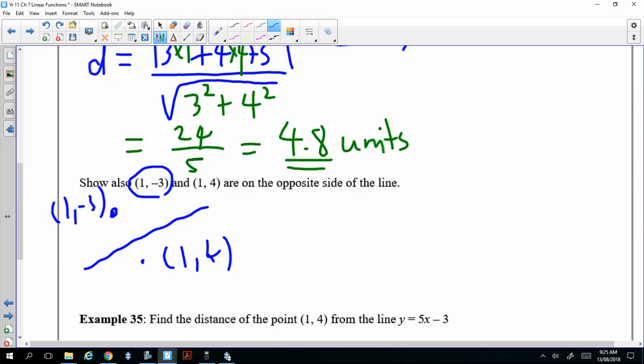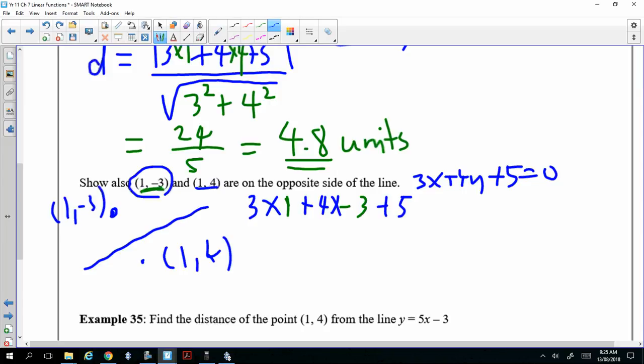So you substitute 1, 4 into the formula. So 3x plus 4y plus 5 equals 0. Actually, substitute this one first. So 1, negative 3. So let's substitute 3 times 1 plus 4 times that. Now work out what that equals. So what would that be? 3 minus 12 is negative 9, plus 5 is negative 4. Just leave it like that first. We'll just remember that's negative 4.